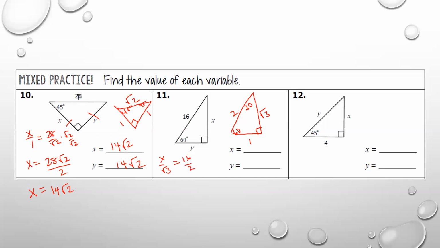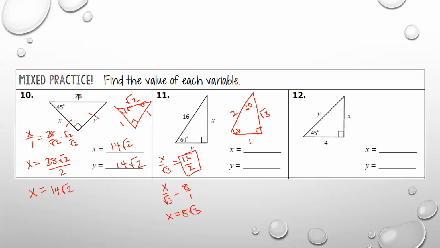You could cross multiply here if you wanted. If you want to simplify this fraction first, you're also welcome to do that. So I'm going to do that. I'm going to say x over root 3 is really, well, 16 over 2 is really 8 over 1. That makes it a little easier to cross multiply, don't you think?